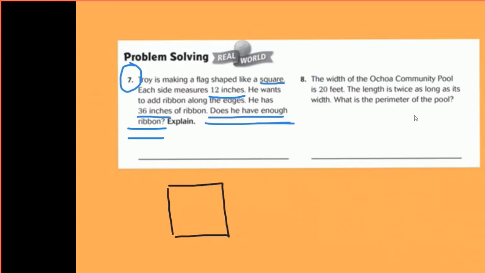Now, to begin calculating our measurements, I went ahead and drew a square. The story says that each side is equal, and we know that because it's a square, and each side is 12 inches long. So I'm going to go ahead and label my square right now, including the unit of measure.